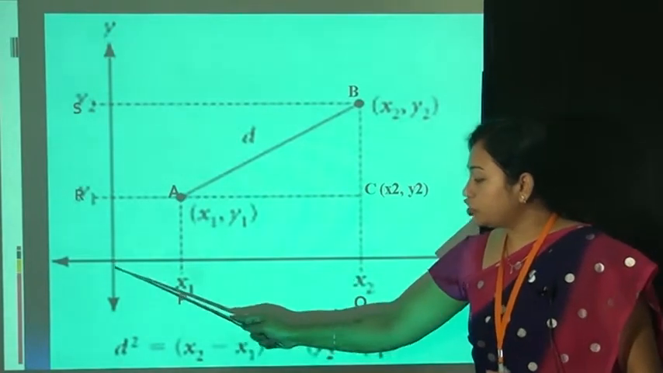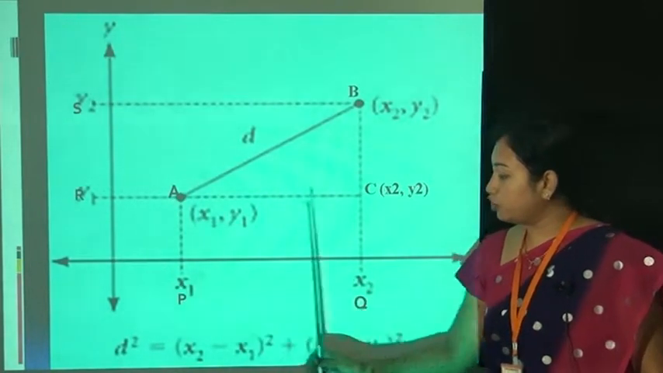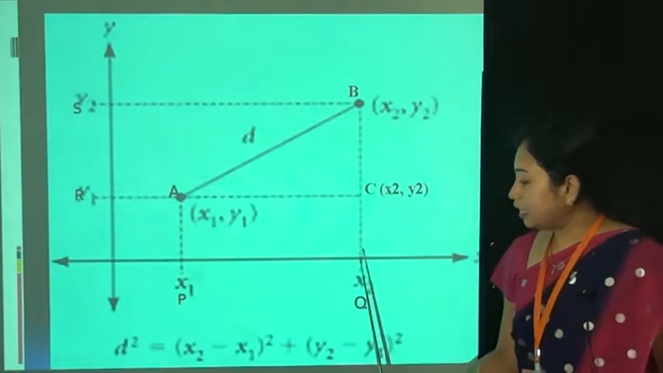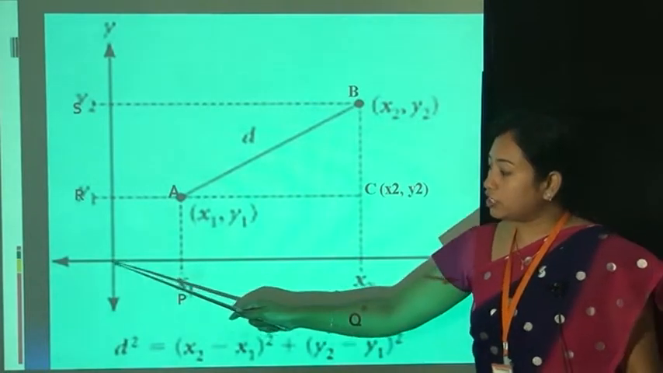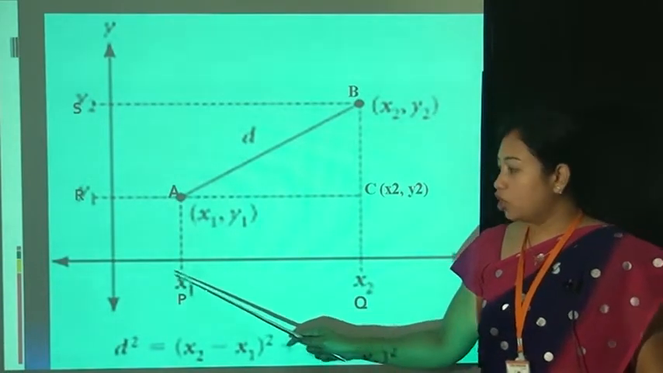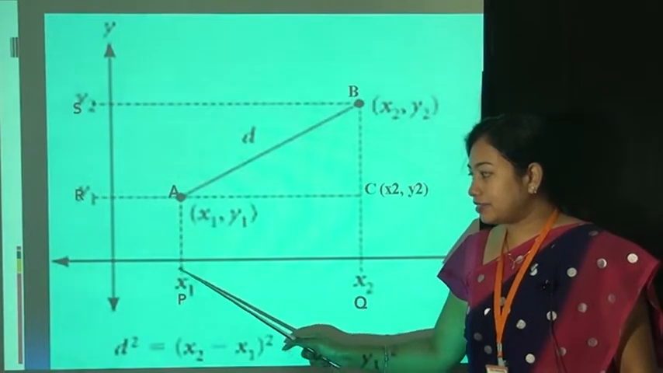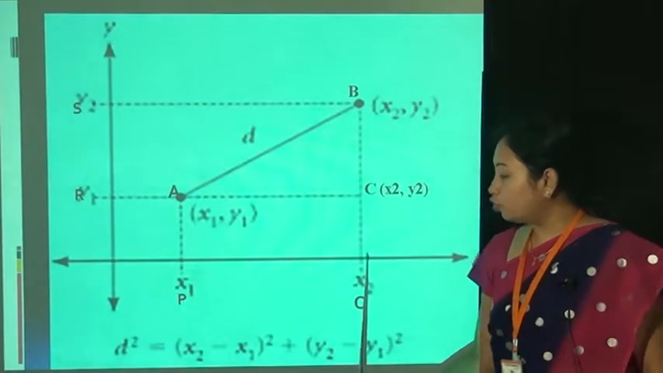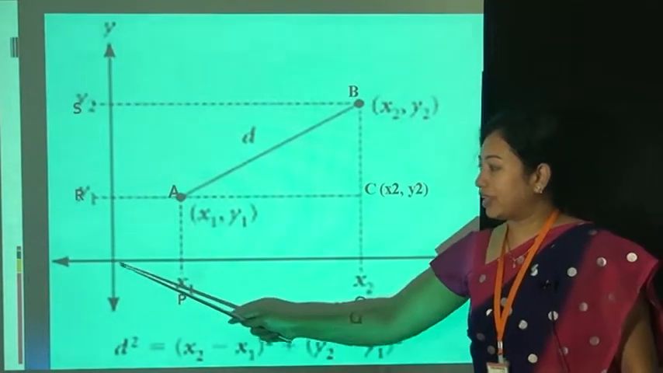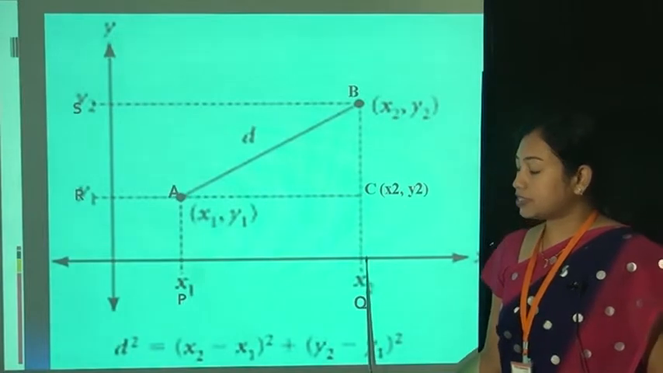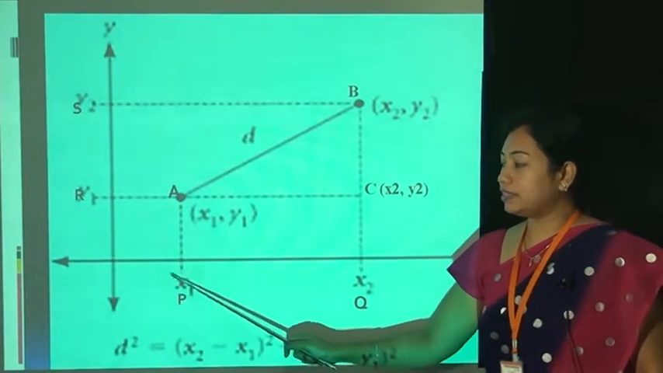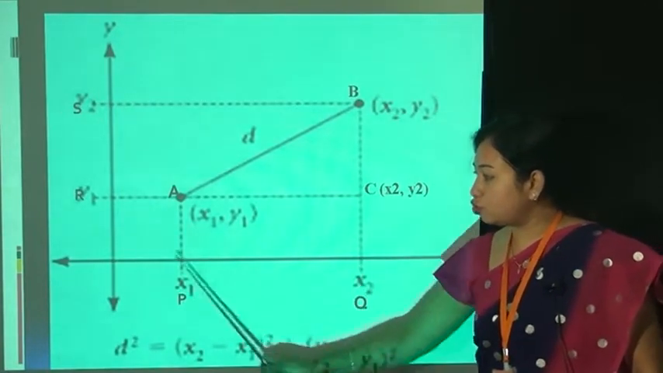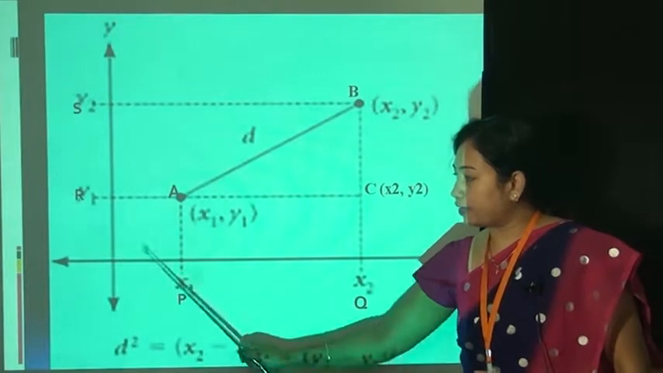Now we want to find the value of PQ square. The distance from origin to Q is x2, and the distance from origin to P is x1. We want only the distance from P to Q, so subtract the distance O to Q minus O to P. That means the distance of PQ is nothing but x2 minus x1.